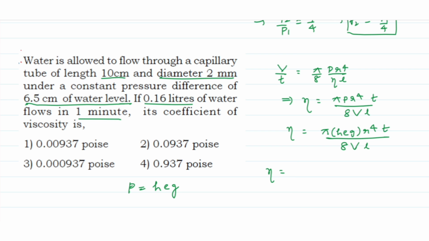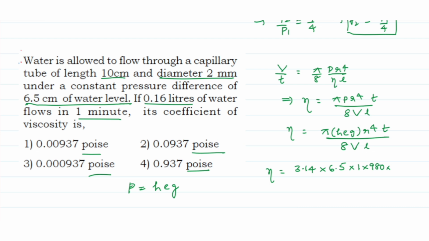So eta equals, pi value you will take as 3.14. Height is given as 6.5 centimeter. Here all the units you must keep in the CGS system. Why? Because all the options are given in the CGS unit of the coefficient of viscosity, that is poise. So I am making everything in the CGS system alone. Height is 6.5 centimeter. Density of water is 1 gram per cc. g in the CGS system is 980. R power 4: the diameter is given as 2 millimeter, so the radius will be 1 millimeter.